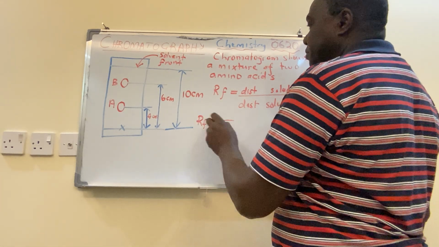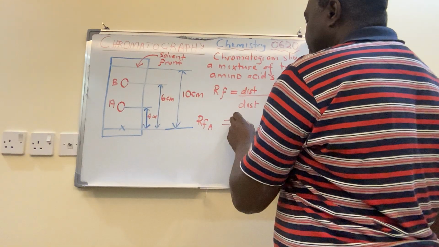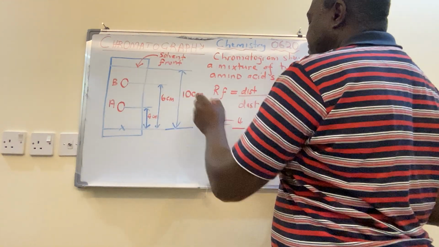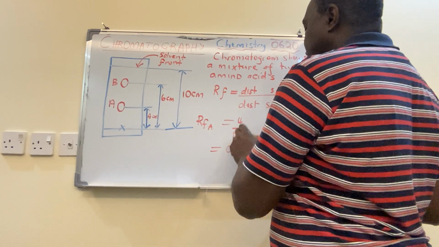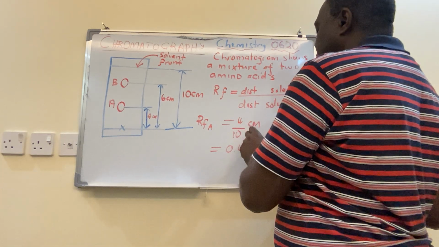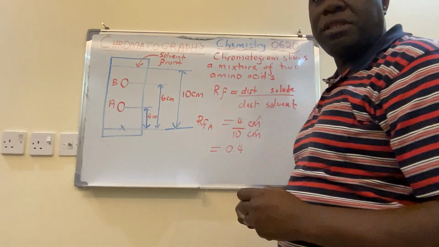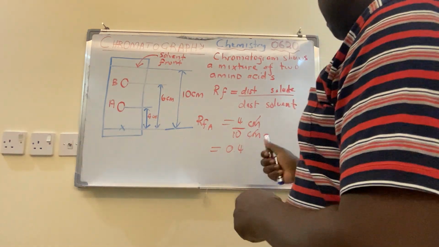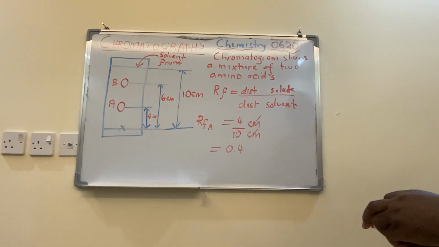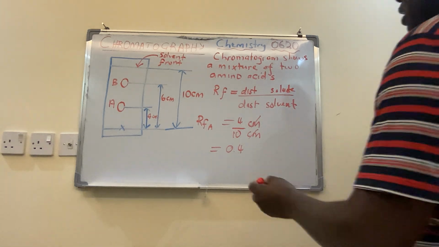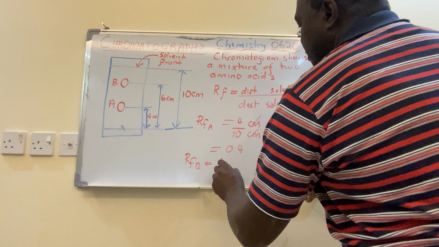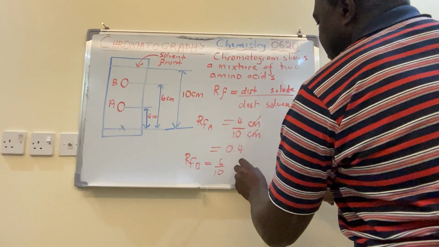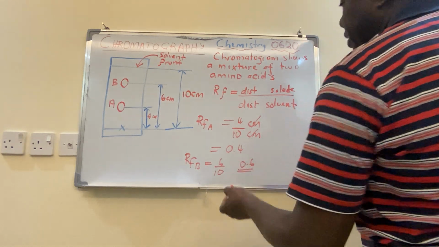For A, you're going to say A travels only 4 centimeters, and your solvent travels 10 centimeters. So your RF value is going to be 0.4, okay? No units, because we are dividing centimeters by centimeters. So the RF value for amino acid A is 4 over 10. And also, if you look at the RF value for B, it's going to be 6/10, and we are going to get 0.6.